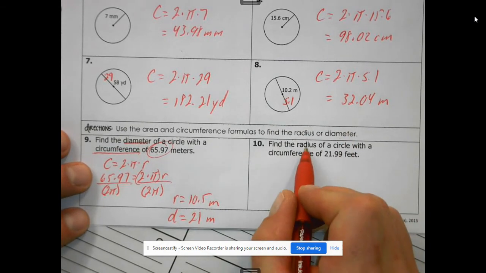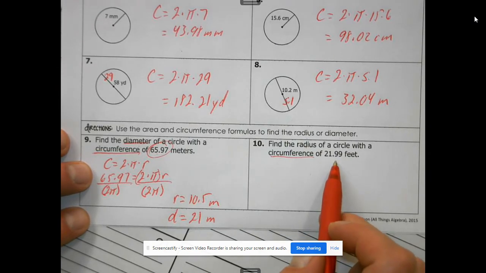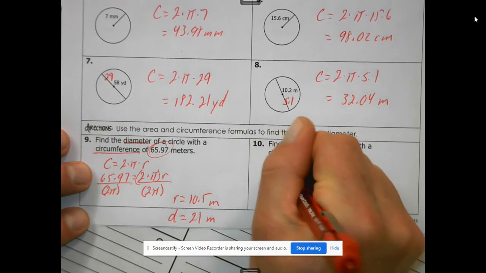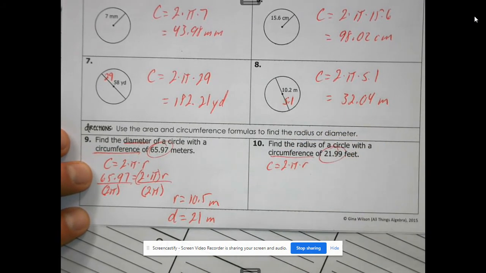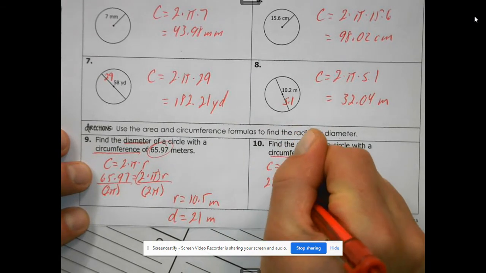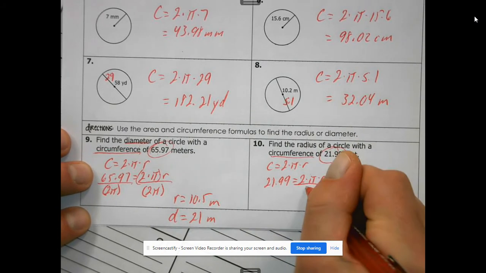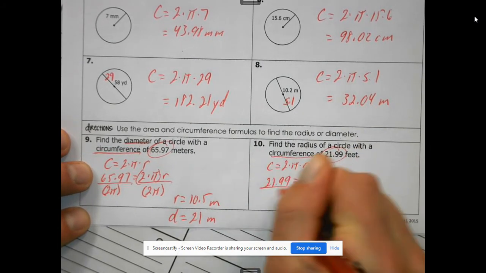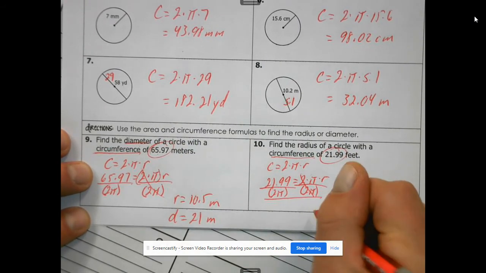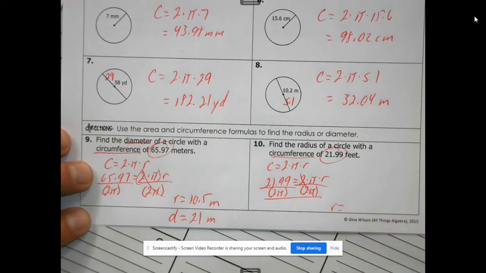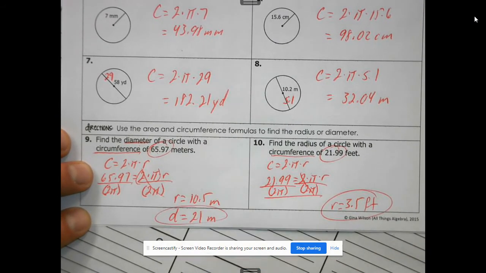Number 10, find the radius of a circle with a circumference of 21.99. All right. So once again, I'm going to use a formula. Circumference equals 2 times pi times r. I only know circumference. Plug that in. 21.99 equals 2 times pi times radius. Once again, divide both sides by 2 pi. Those cancel. When you do that, radius comes out to be 3.5 feet. And you're done because it just wanted radius.